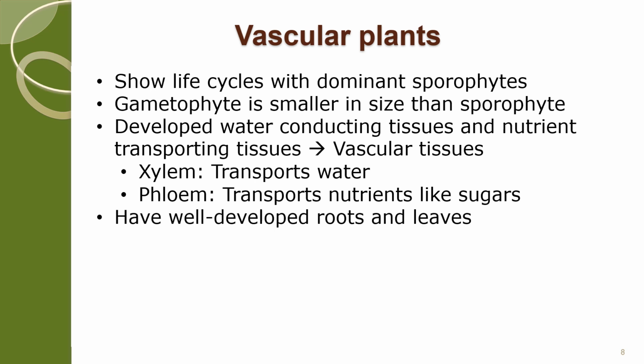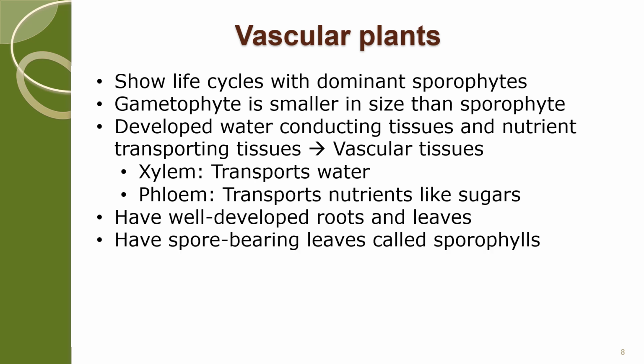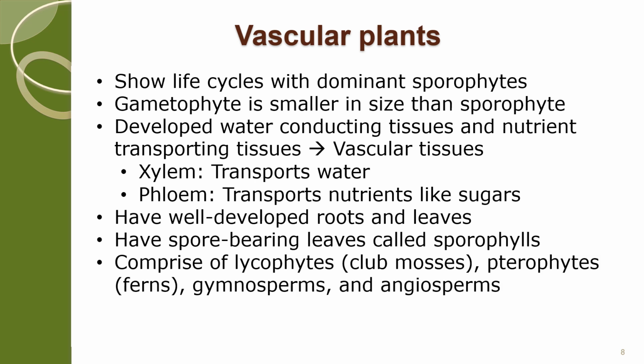The evolution of vascular tissues has allowed the vascular plants to have well-developed roots and leaves. The roots are the ones that help in the absorption of water, while the leaves are the part of the plant that performs photosynthesis to make the sugars. Vascular plants show the presence of specialized spore-bearing leaves called sporophylls, and this is where the gametophyte will develop in the plant. There are different types of vascular plants that include the lycophytes, which are also called club mosses, the pterophytes, which include the ferns, as well as plants that make seeds, which are the gymnosperms and the angiosperms.